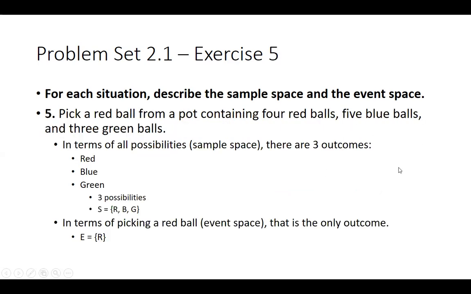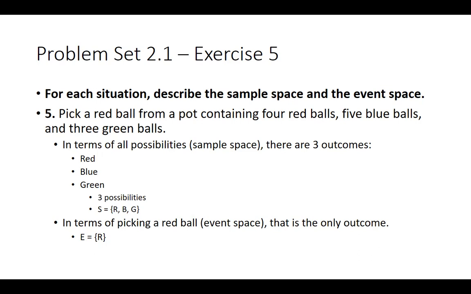Number 5. Again, we're describing the sample space and the event space. We want to pick a red ball from a pot containing 4 red balls, 5 blue balls, and 3 green balls. We're picking 1 ball out.